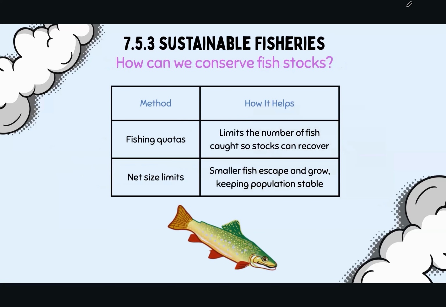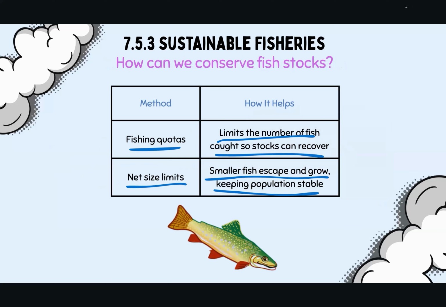So, how can we conserve fish stocks? One is with fishing quotas, so that limits the number of fish caught so stocks can recover. And the other one is net size limits. What that means is you have nets with quite reasonably sized holes, so smaller fish can escape and grow. And that also helps keep populations stable.